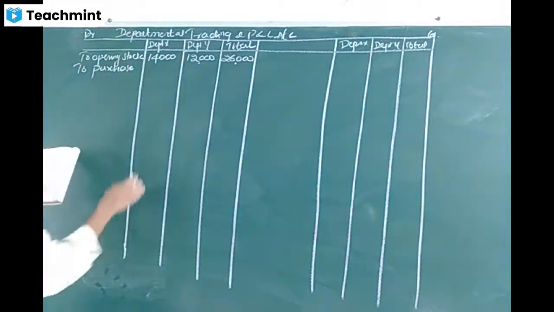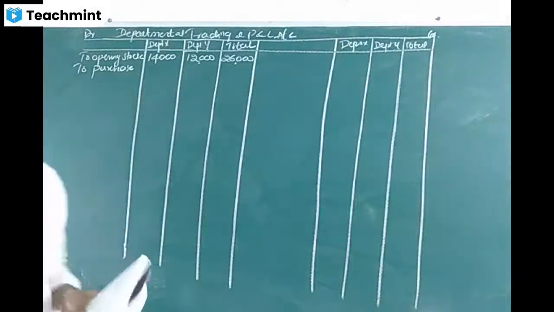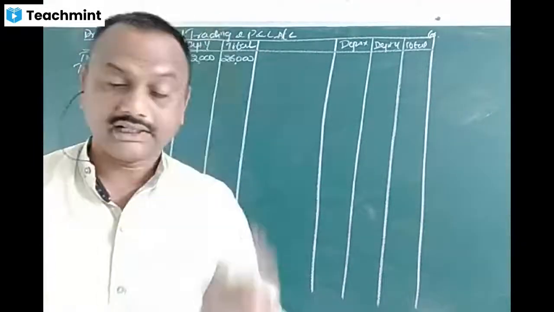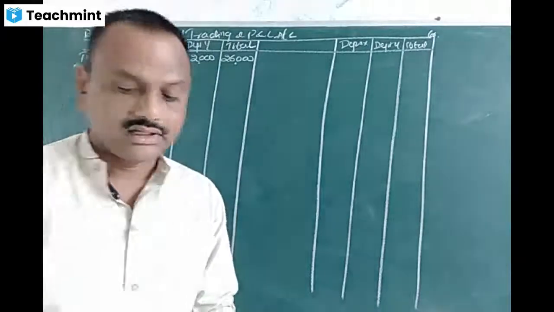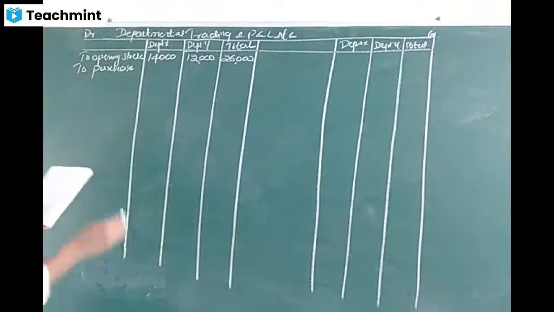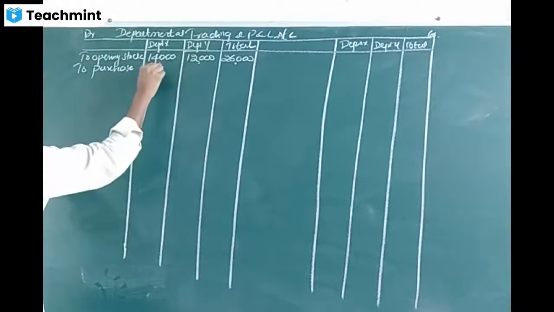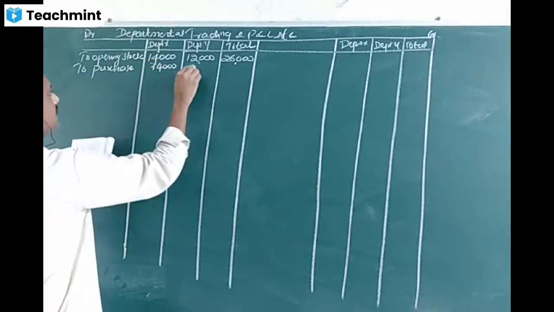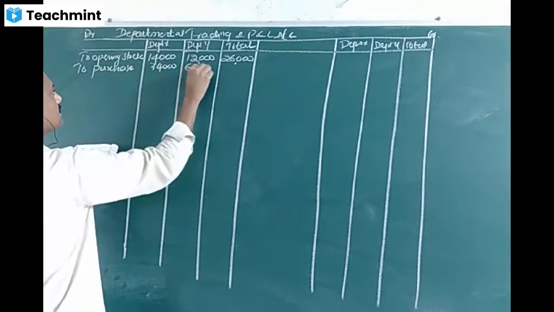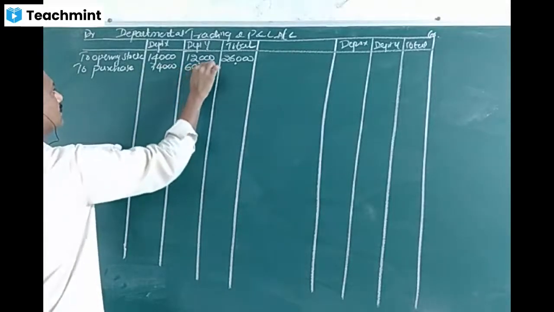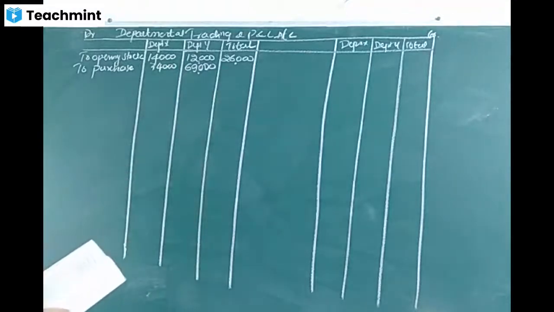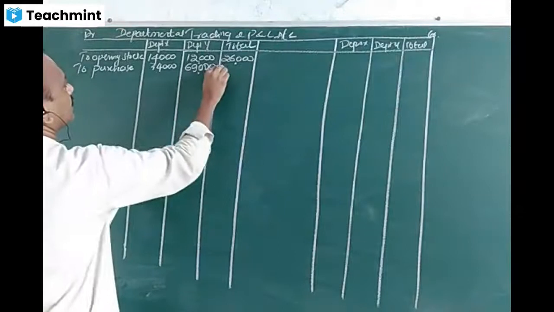So purchase is, in the previous class, in the working note we have deducted the sales return. The amount of purchase will become 74,000 and 69,000, and the total is 1,43,000.